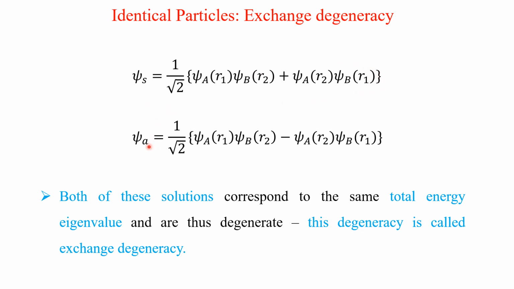And if it is anti-symmetric, this plus will become minus. However, both will have solutions corresponding to the same total energy eigenvalue. So this is the degeneracy, same energy with a different state. This degeneracy is called exchange degeneracy. That is one important point.